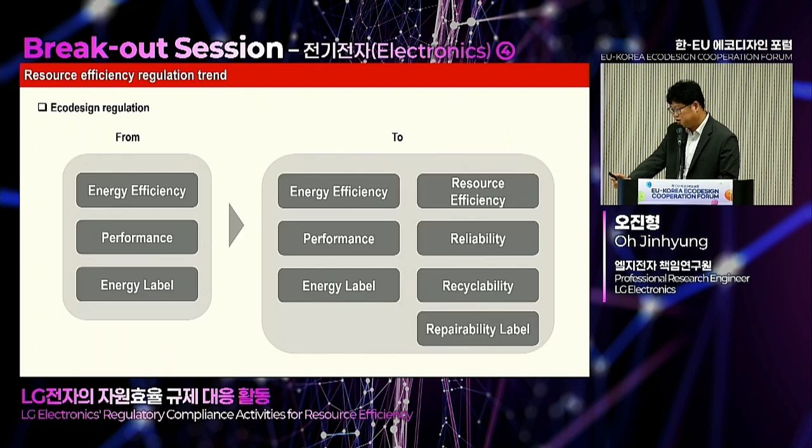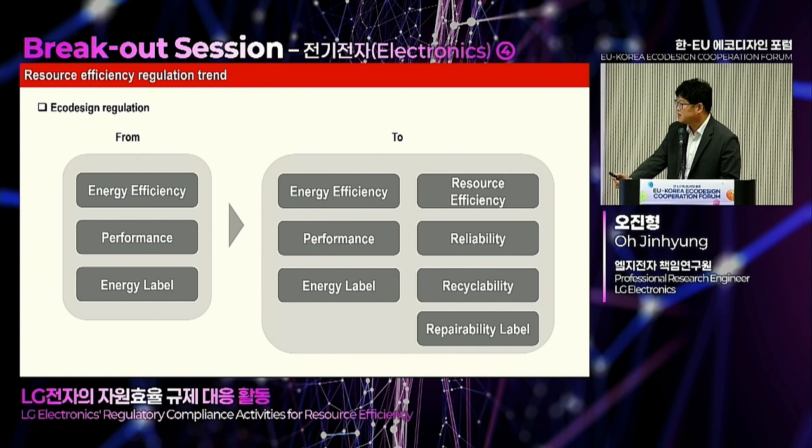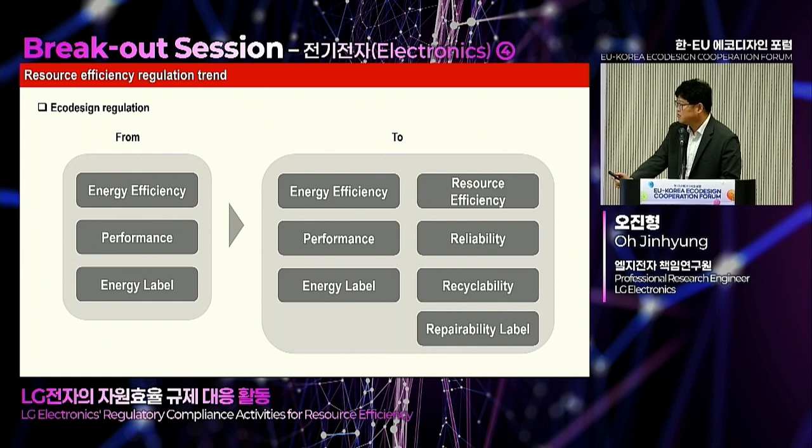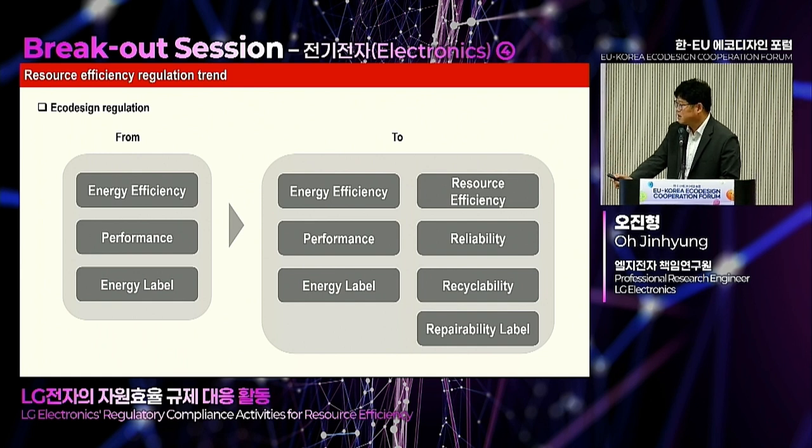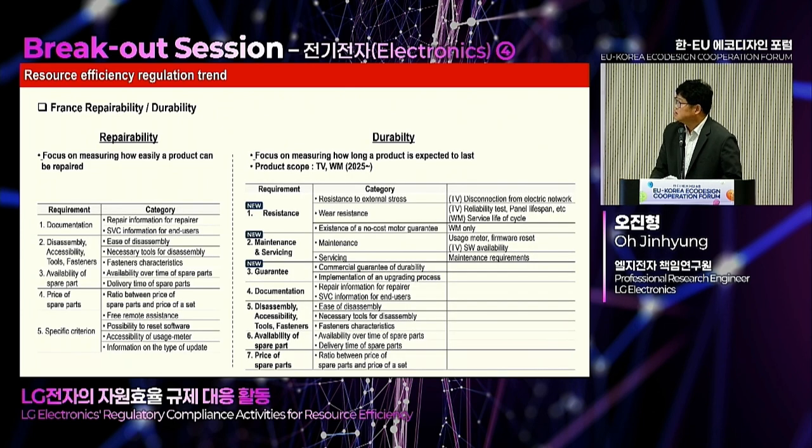In fact, from 2021, the Ecodesign regulation in the EU has been newly implemented. Previously it was focused only on energy efficiency, performance, and energy label, but now there is more emphasis on resource efficiency, reliability, recyclability, and repairability.